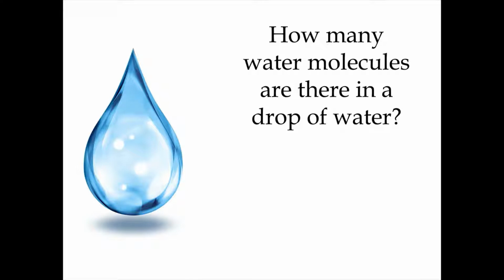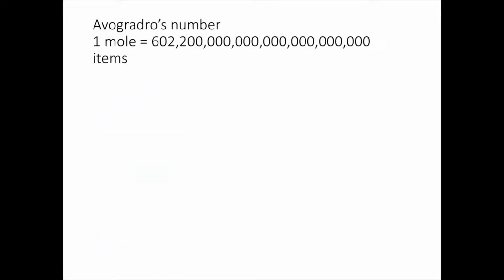And we need the mole to be able to talk about these kinds of numbers because we will have a lot of molecules. One mole is also known as Avogadro's number. And one mole is this many items. This is 602 sextillion 200 quintillion items. That's a lot of items. And it's not, by the way, a dirty word. We're talking about 602 sextillion items.